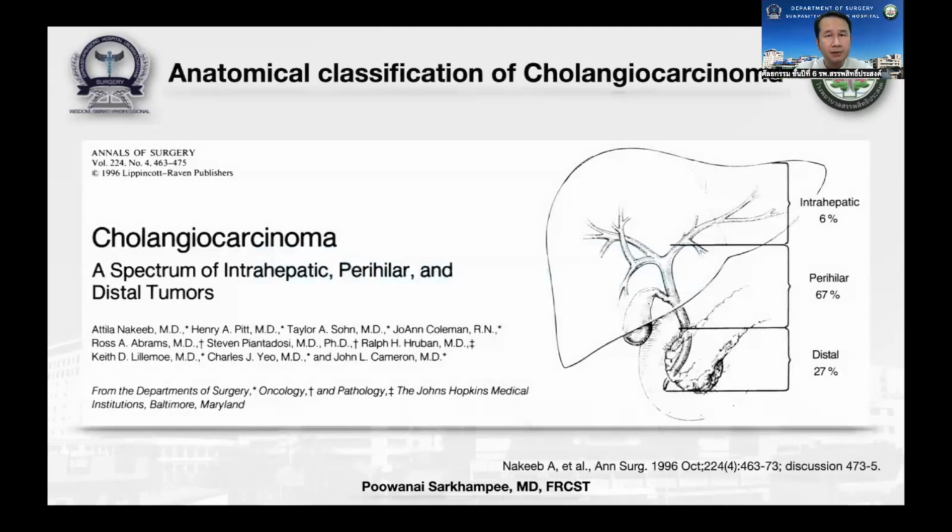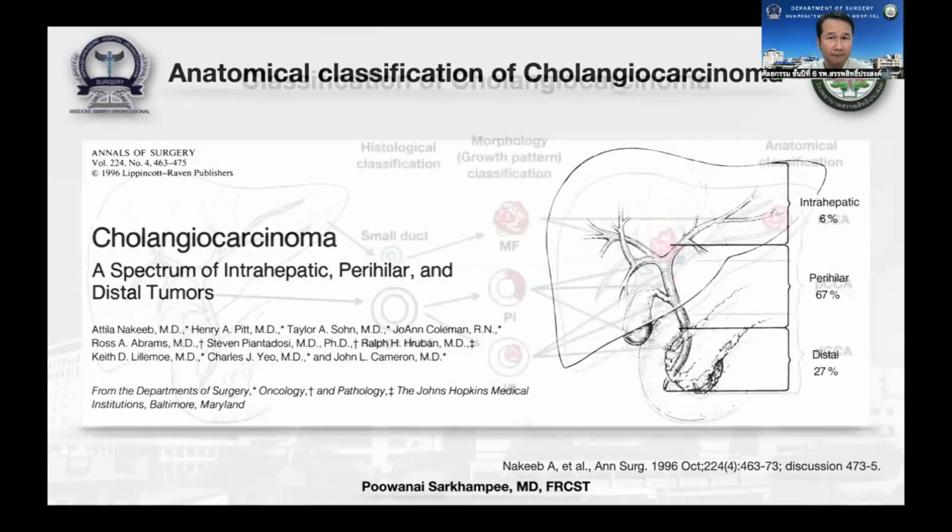Most centers worldwide and most of the literature nowadays classify patients with intrahepatic cholangiocarcinoma, perihilar cholangiocarcinoma, and distal cholangiocarcinoma based on the Johns Hopkins classification in this paper. If the patient's tumor is located in the intrahepatic region and only liver resection is performed, we classify it as intrahepatic. But if the patient undergoes liver resection plus hilar resection, we classify it as perihilar cholangiocarcinoma. Is this true or not?